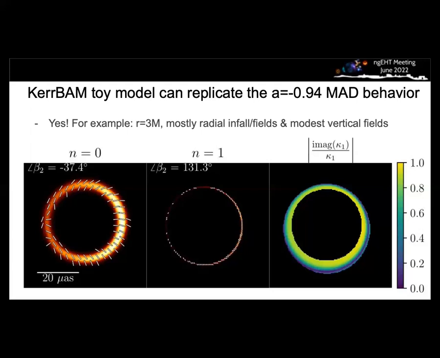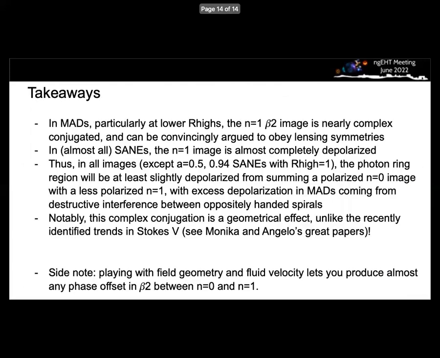If these things are complex conjugating and canceling nearly perfectly, this should be darn near exactly complex at the critical curve. And so I'll just end here. The takeaways are, particularly for MADs, because their N equals one subimage is not depolarized, they exhibit this beta 2 phase dependent cancellation in the photon ring. But abstractly, we can expect any level of either destructive or constructive interference between the N equals zero and N equals one, depending on the underlying space-time and magnetic field geometry.